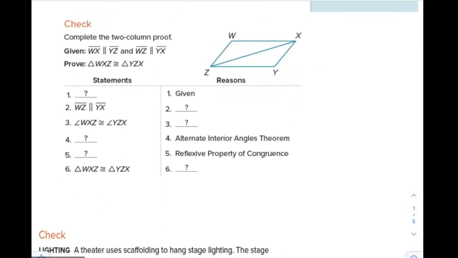Complete the two-column proof. Given WX is parallel to YZ. Arrows show that the lines are parallel. And also WZ is parallel to XY. Remember, when you have parallel segments in this lesson, it should come to your mind one of two useful postulates: alternate interior angles and corresponding angles.